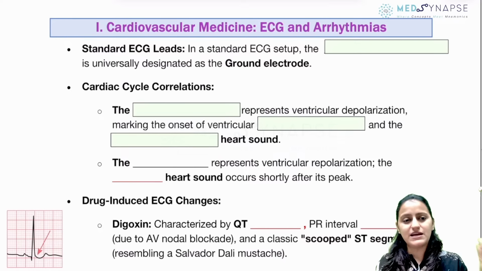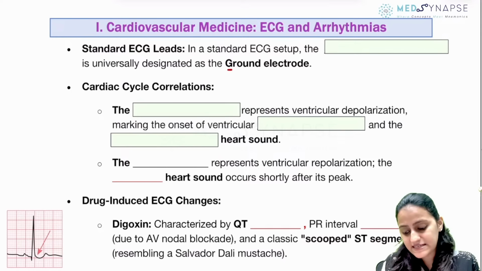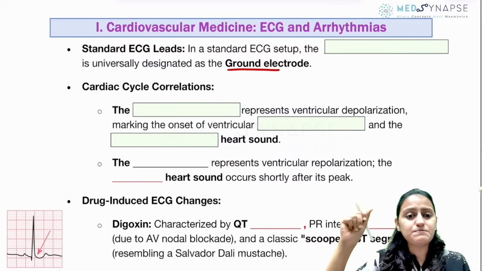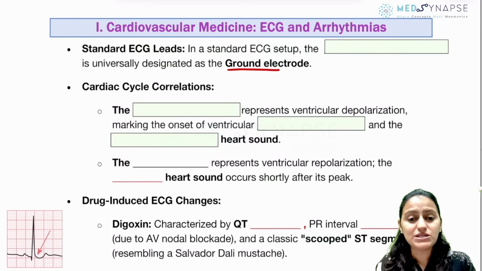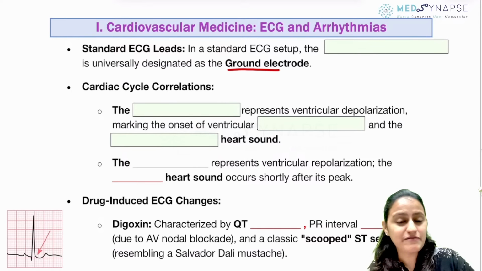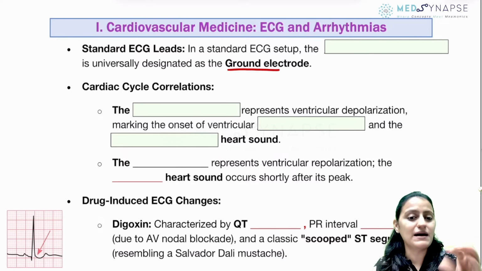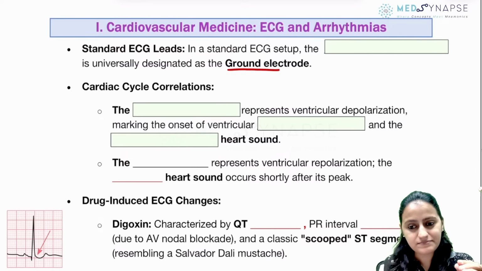So tell me, in a standard ECG setup, which limb is designated as the ground electrode? The right upper limb, the left upper limb, the right lower limb or the left lower limb? Right? I want this session to be very interactive. So please keep answering in the live chat. Let's see who answers the questions fastest and the most accurate, right?